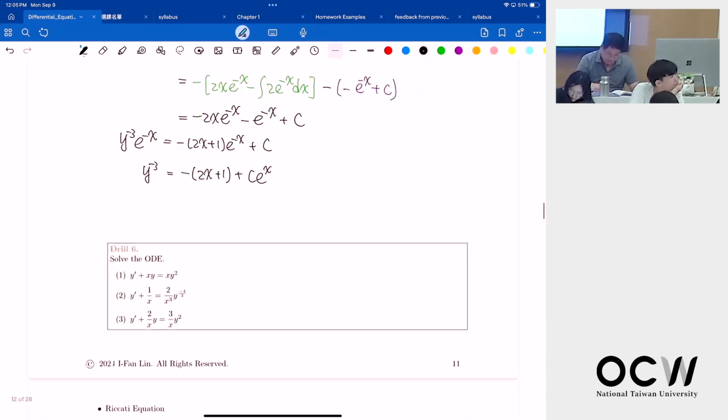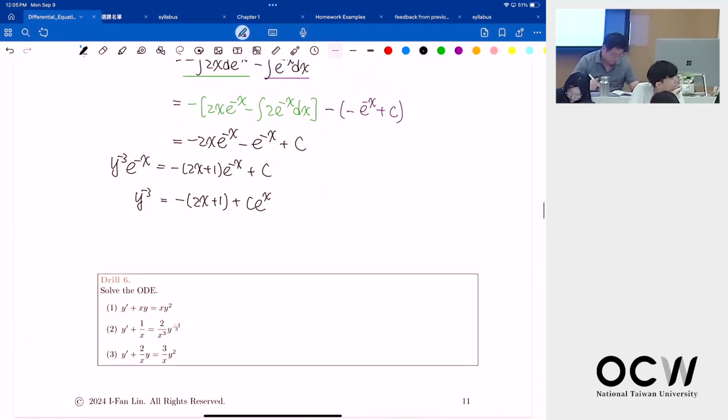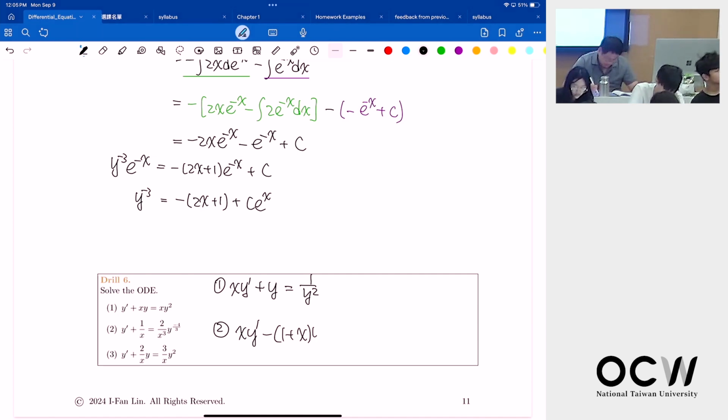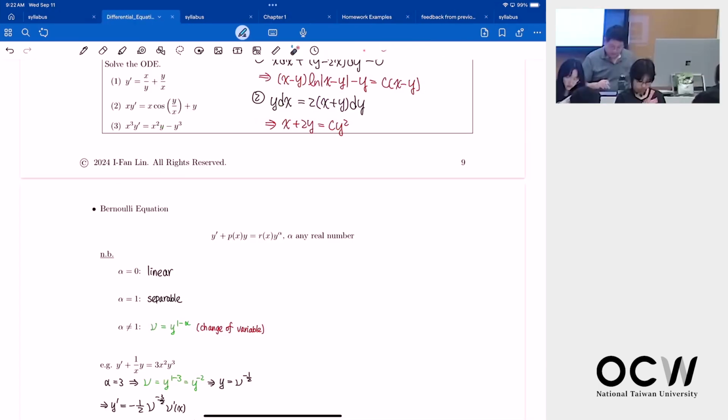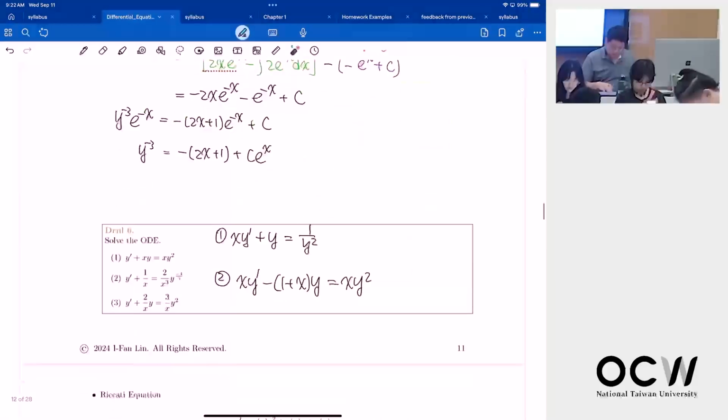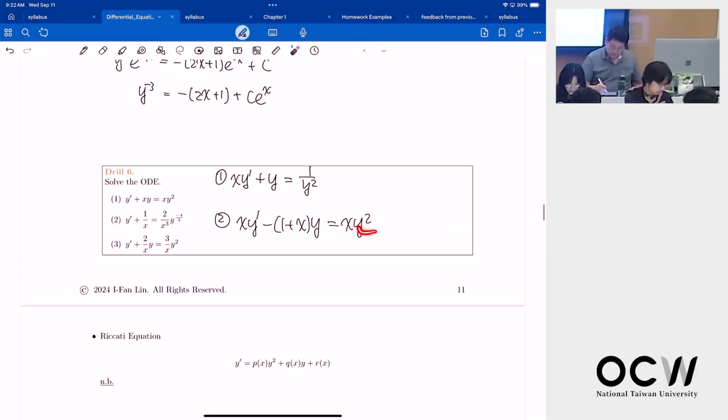And you can still check xy prime plus y equals 1 over y squared, and xy prime minus 1 plus xy equals xy prime, and try to find your general solution. Also, that should be xy squared. Okay, here xy squared.